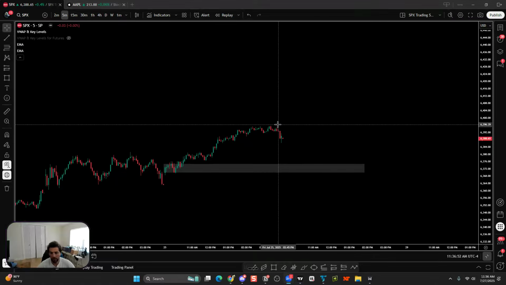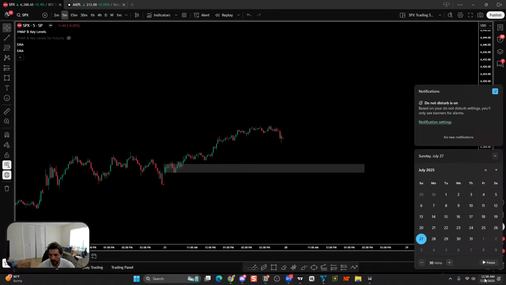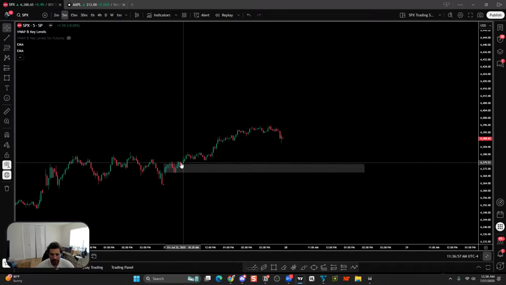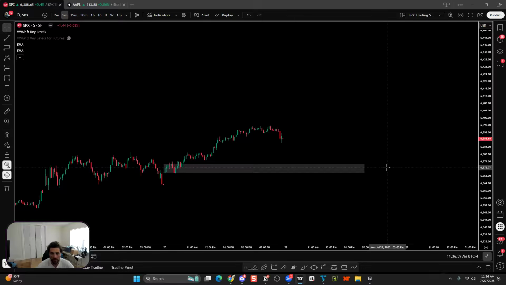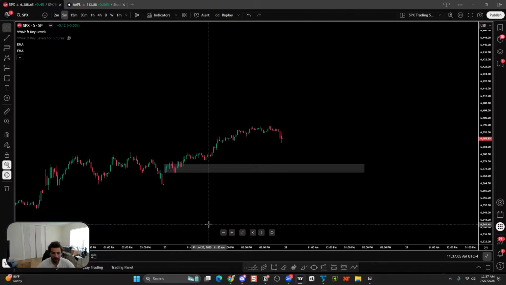Just as a quick example for you, this is from the 25th of July. Top of the transition zone here was the white box here. We can see that we held the transition zone and then just progressed higher throughout the session. We see this time and time again.